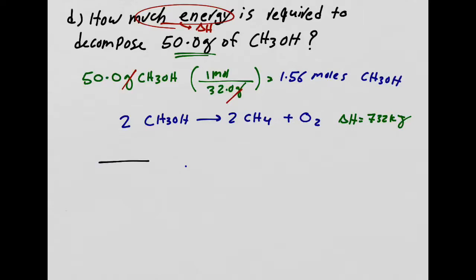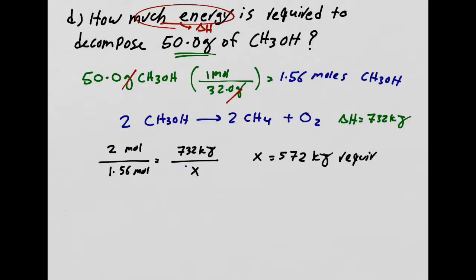So, if I have 2 moles of methanol, 732 kilojoules of energy is required. Now, how many moles of methanol do I have? I have 1.56 moles. How much energy is required? So you can do a cross multiplication, which, I like cross multiplication. It makes sense. Let's do it together.